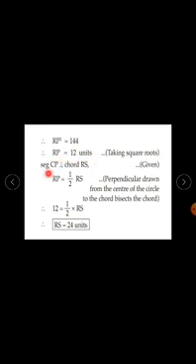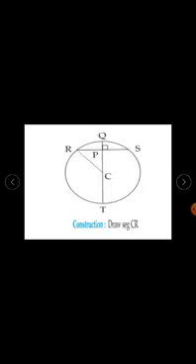Now segment CP is perpendicular to chord RS. It is given. Therefore RP is half of RS, because perpendicular drawn from center to the chord bisects the chord.